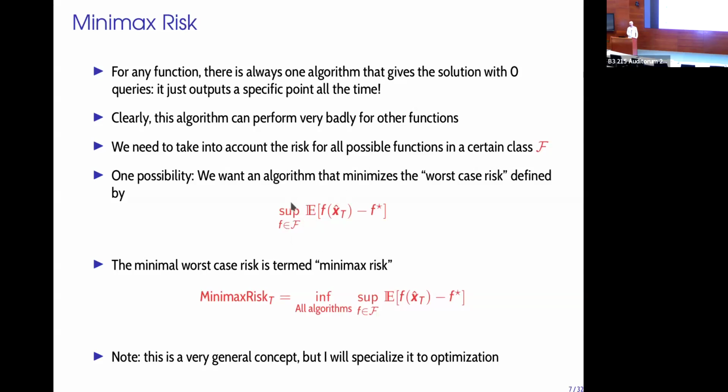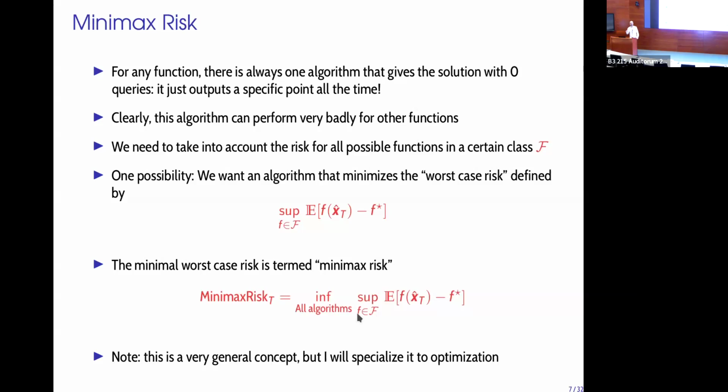And one possibility instead is to say, okay, let me still consider this suboptimality gap, but let me take the supremum over all the possible functions in a certain class. This basically will measure the worst-case risk that we can have in a particular class. Now, we just consider the best algorithm that we can find. So we put an inf in front of this expression, and we get the minimax risk for a particular class, given our set of hypotheses on how we access this function. Okay, and this is now the object that we want to study.